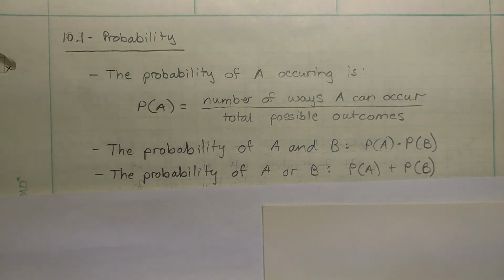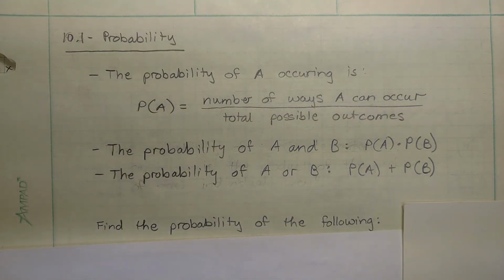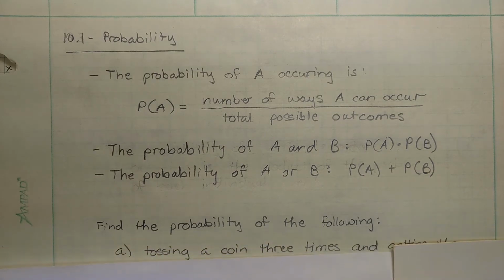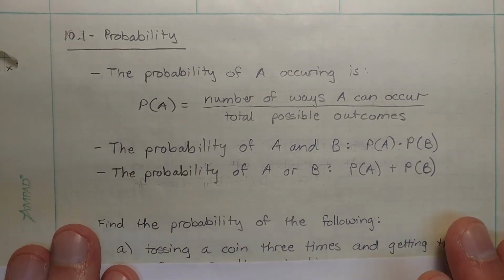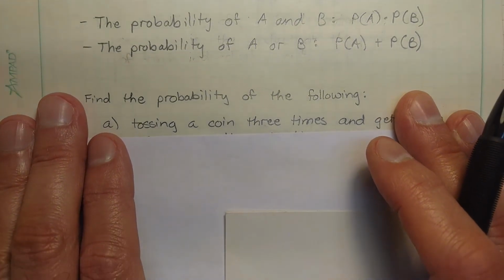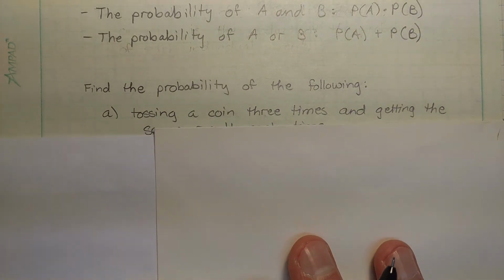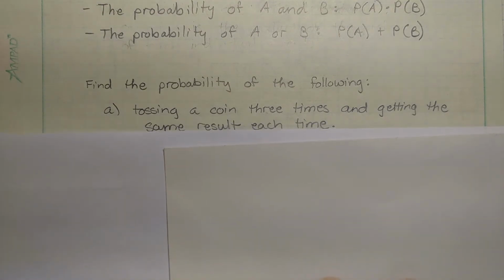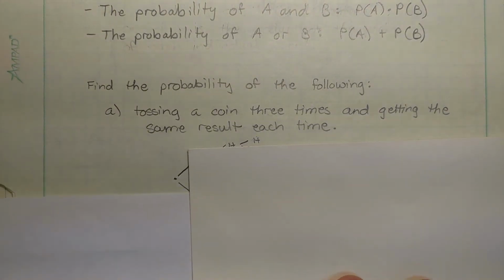All right. So, let's look at some examples of how we're going to do this. Find the probability of the following. Tossing a coin 3 times and getting the same result each time. This situation is a good example of where we want to use a probability tree. So this is one method of determining probabilities. So when I do the same result, I do a tree that is a picture of it.